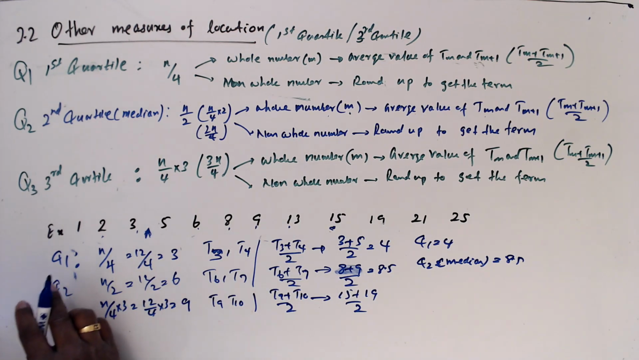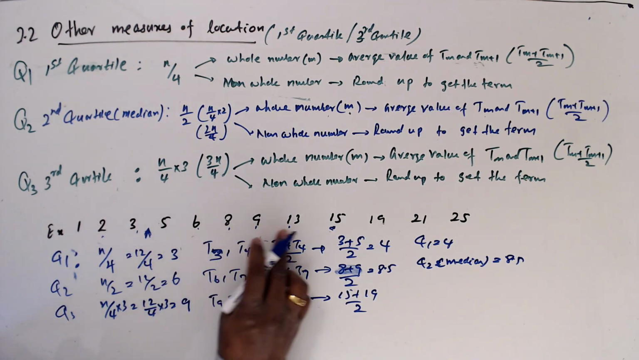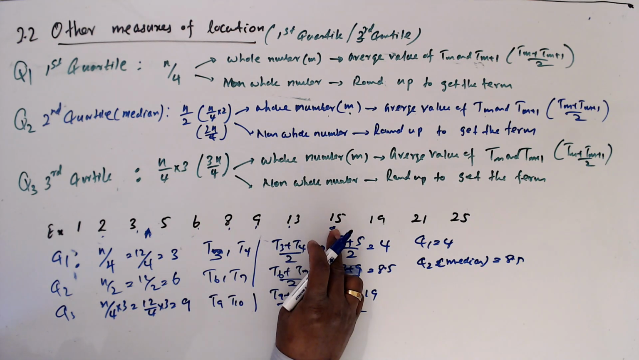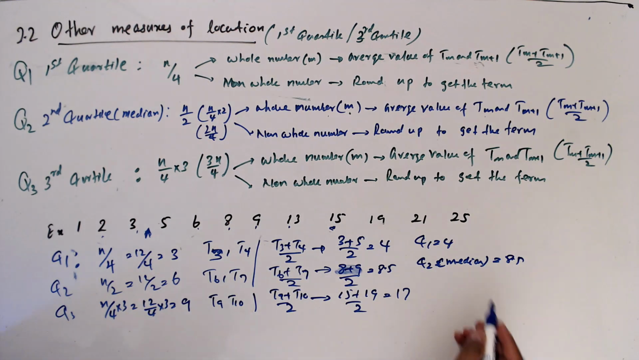So T9, 1, 2, 3, 4, 5, 6, 7, 8, 9. Yeah, and the other one. So it is going to be 17. So now Q3 value is 17.